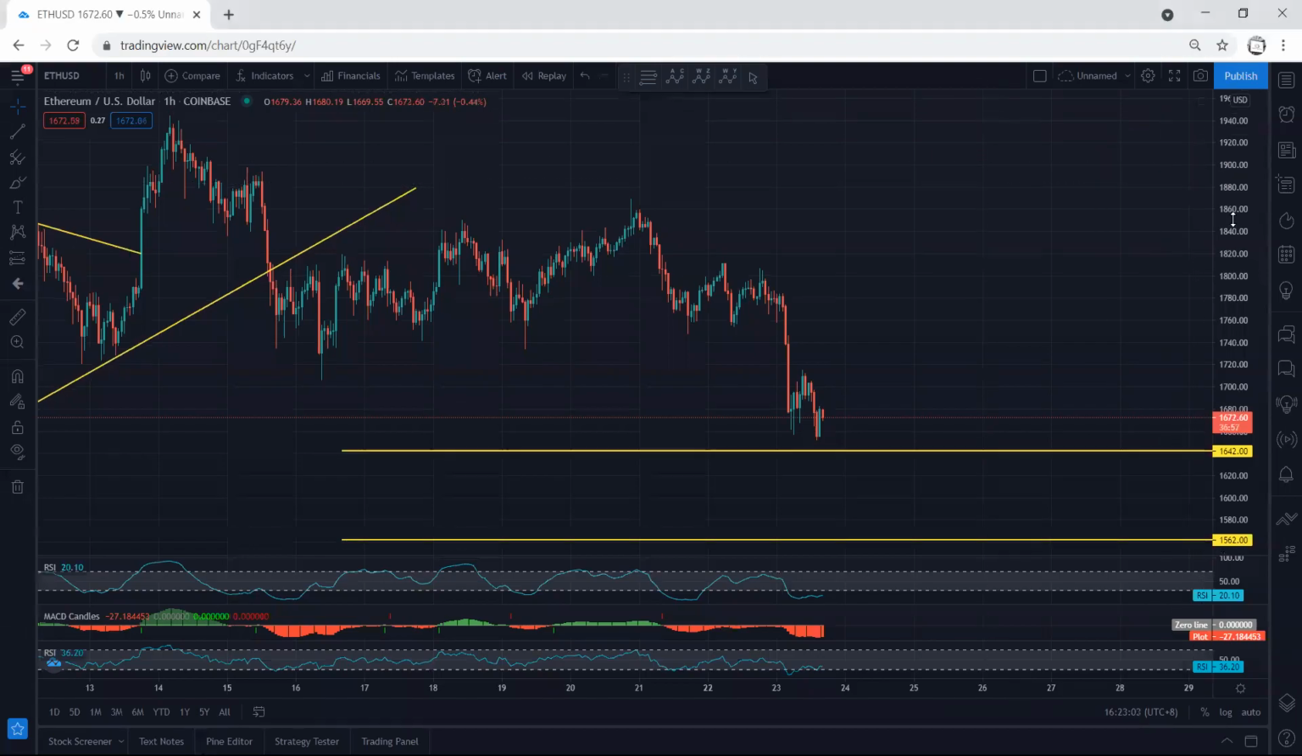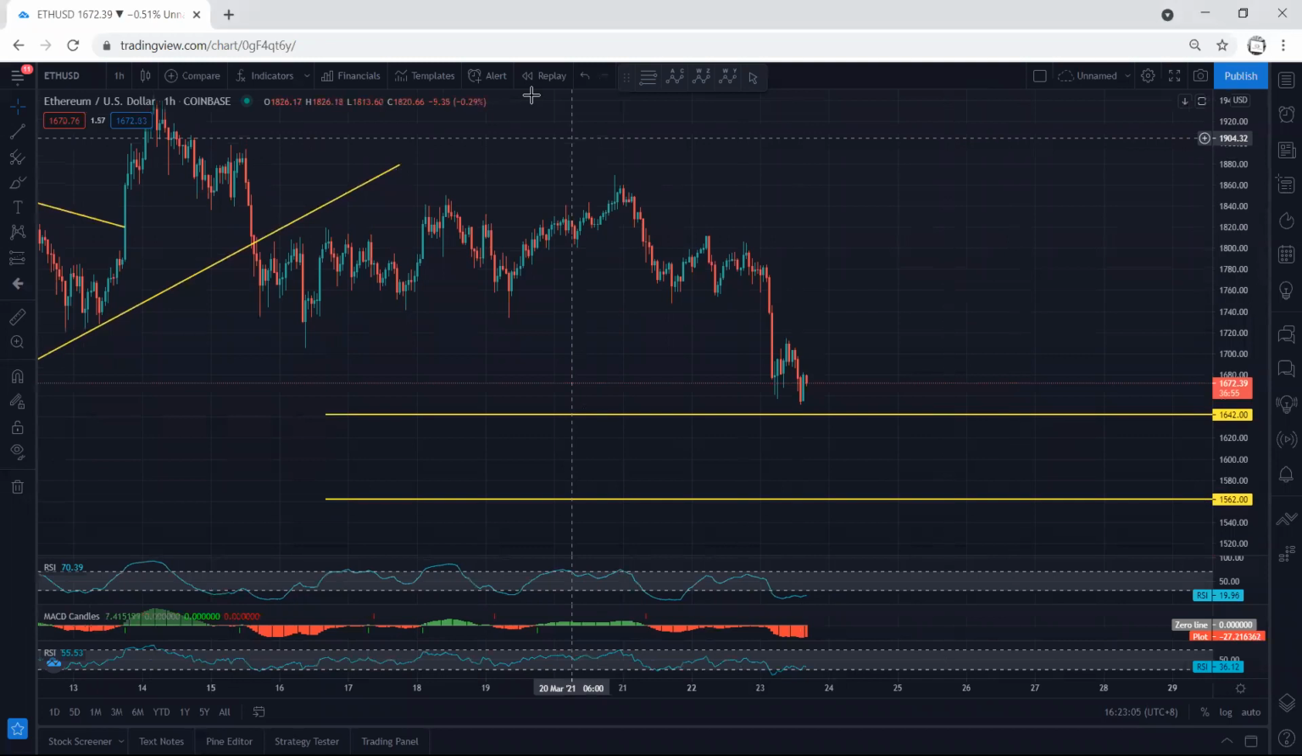ETH, we start with the 1 hour chart. If we refer to our analysis when the price was here, we mentioned we're looking for the price to drop because we have been looking for this correction. We wanted the price to break this low, and this is what we get.